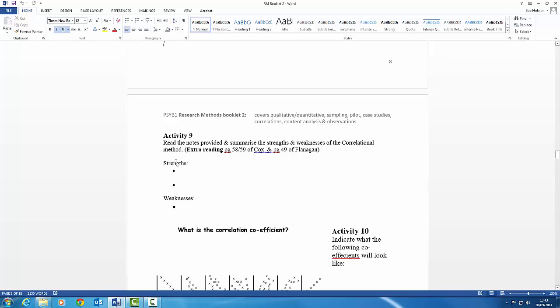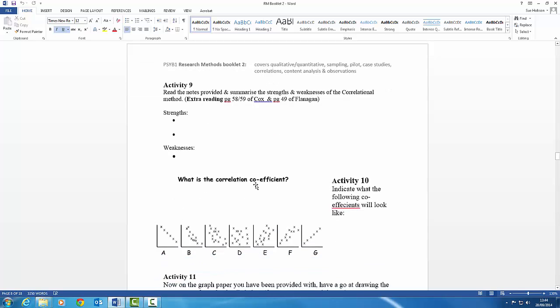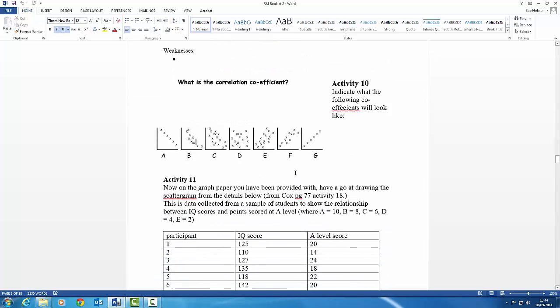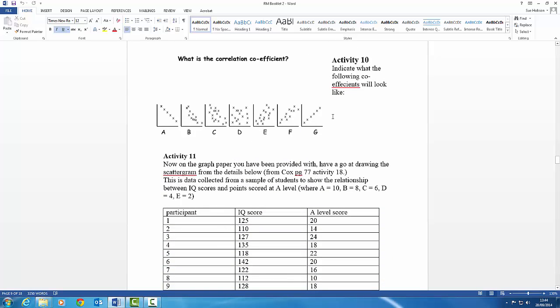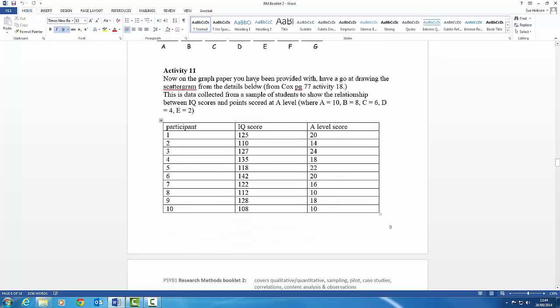So we're going to have a look at strengths and weaknesses. I want you to read in your textbook and Flanagan to get the strengths and weaknesses, but I think you could probably sort those out yourself anyway. Then I'm going to get you, just underneath these A to G, to write down what sort of coefficient you think it would be, so what strength of relationship. And we are also in class going to have a go at actually drawing the scattergram. Once you've got this, it's very easy.